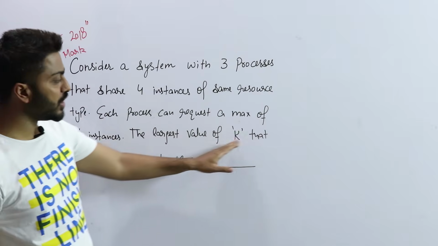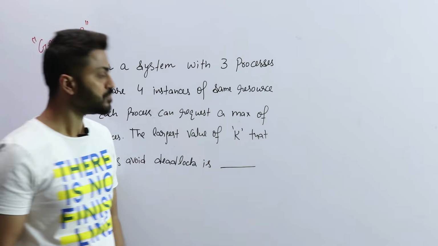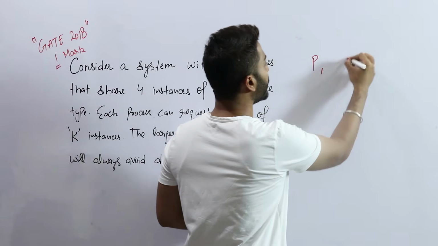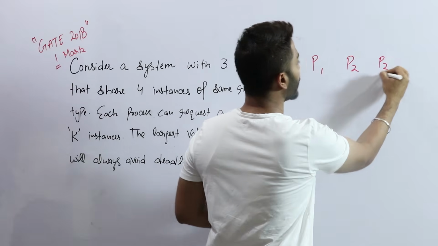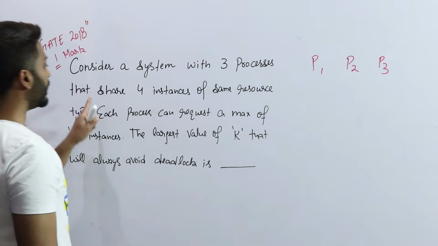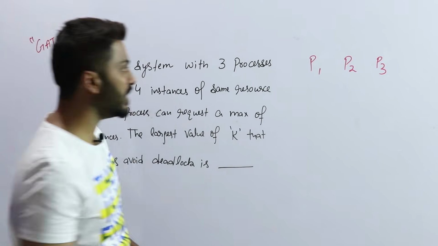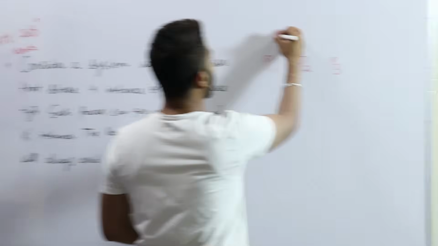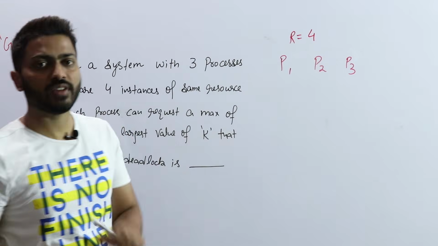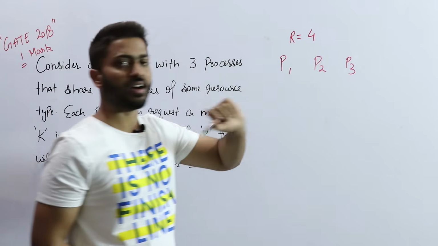The largest value of k that will always avoid the deadlock is, means we have given 3 processes P1, P2, P3. 3 processes are given and they are saying that they share 4 instances of same resource type, means there is some resource R and we are having 4 instances, means we are having 4 units of R.